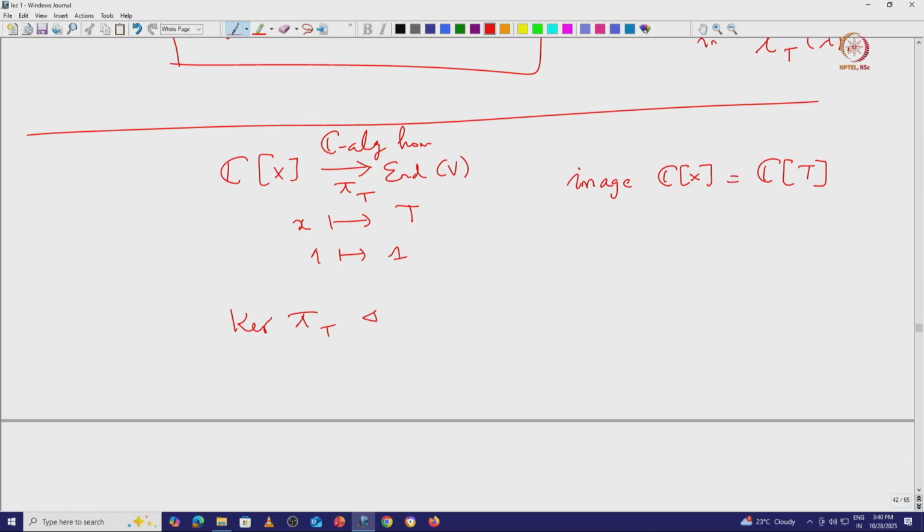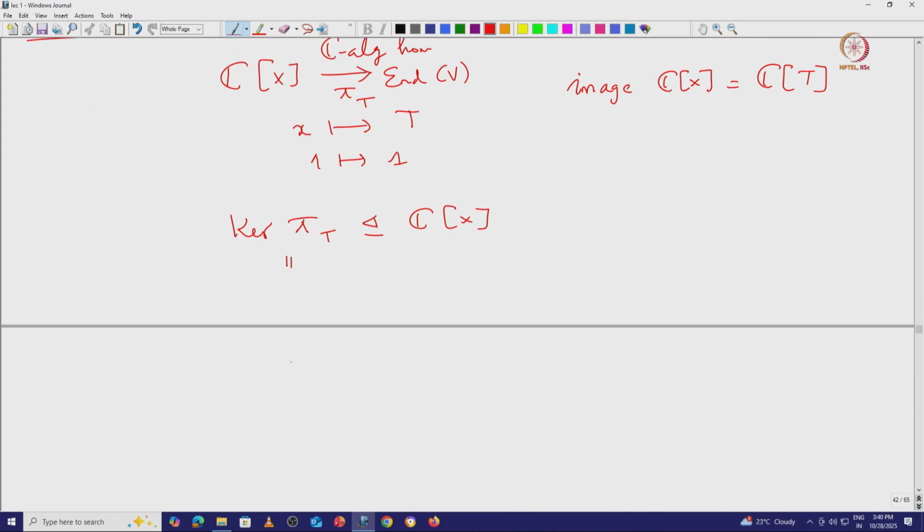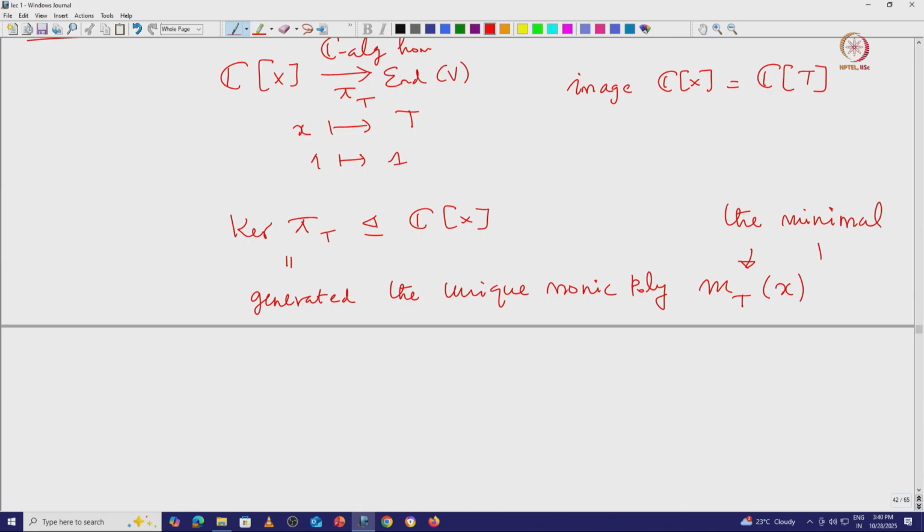So, this is indeed an ideal inside C[x], and this ideal is generated by a unique monic polynomial. So, let us say it is generated by the unique monic polynomial, let us call it m T of x. So, this is called the minimal polynomial of T.